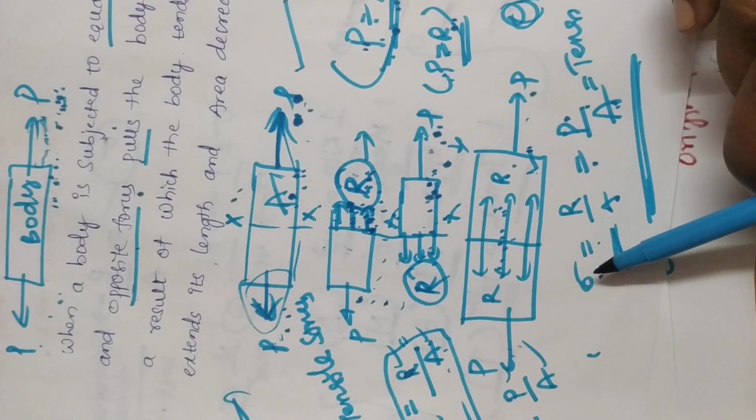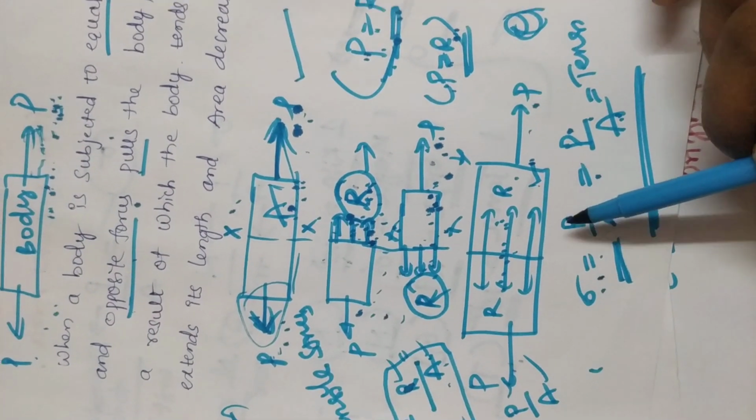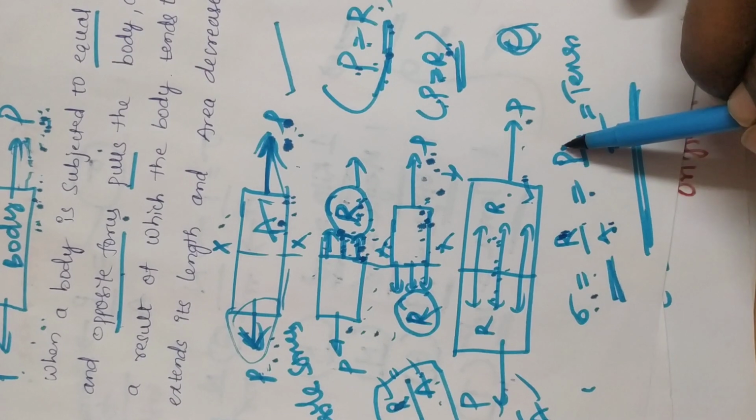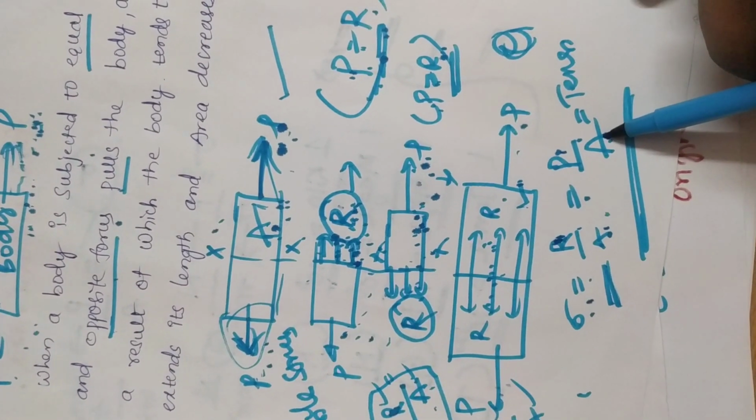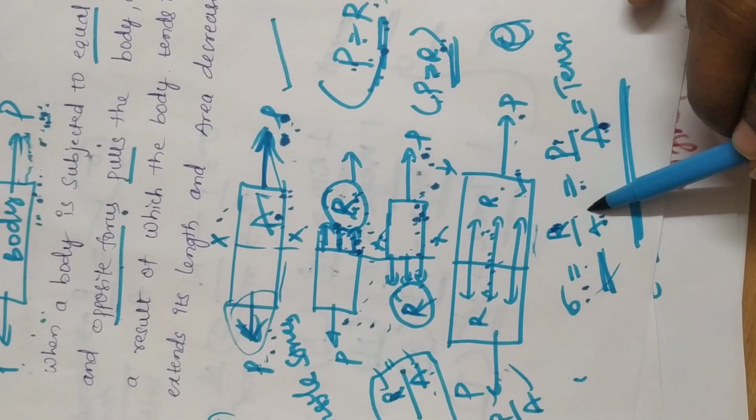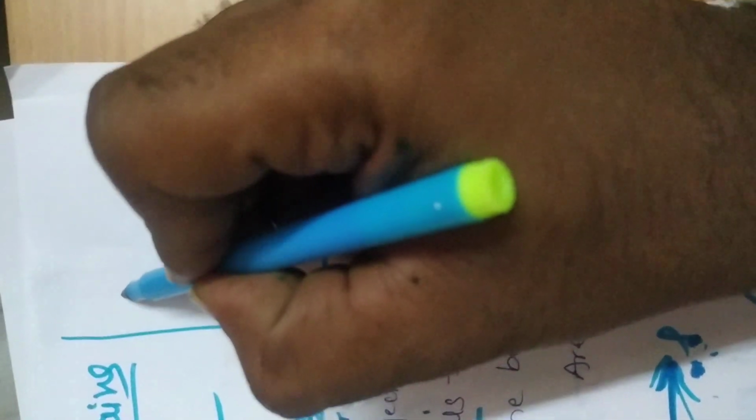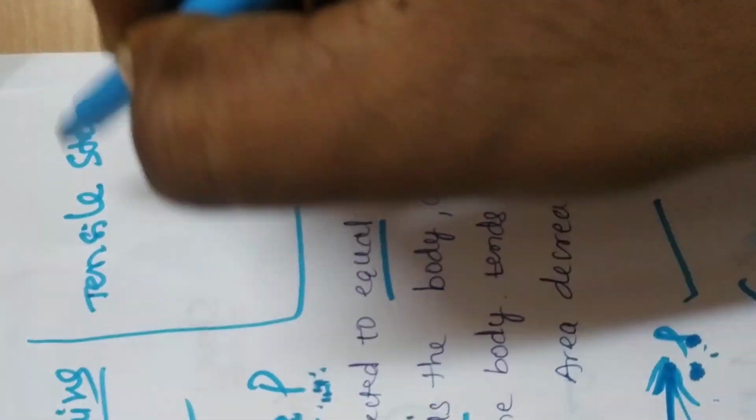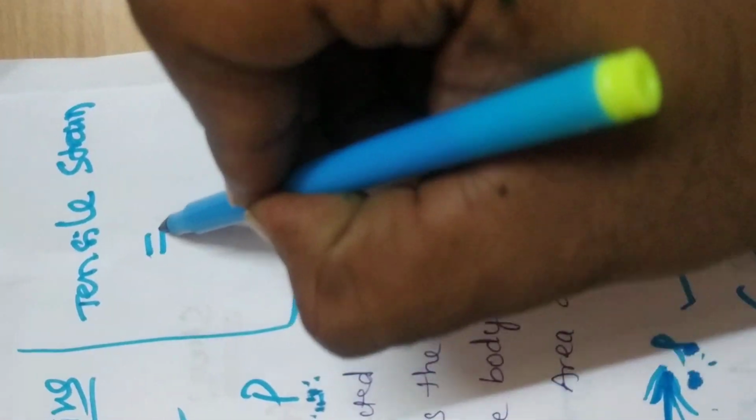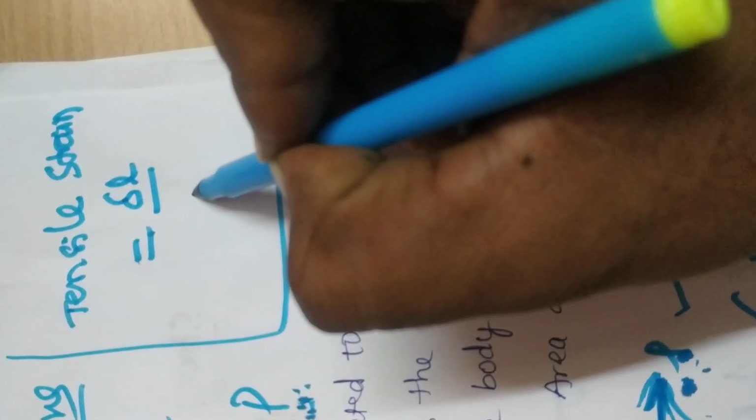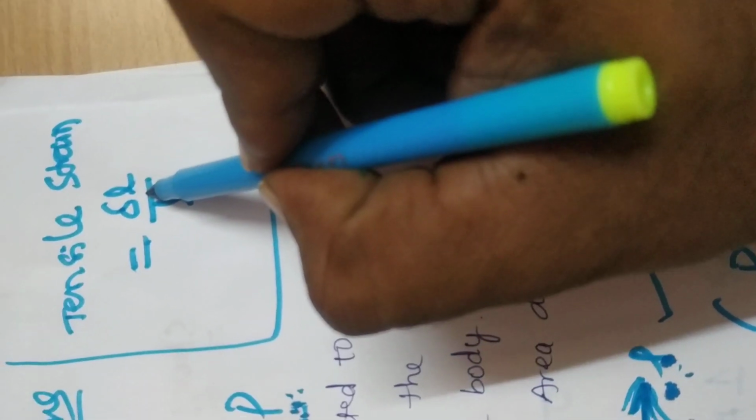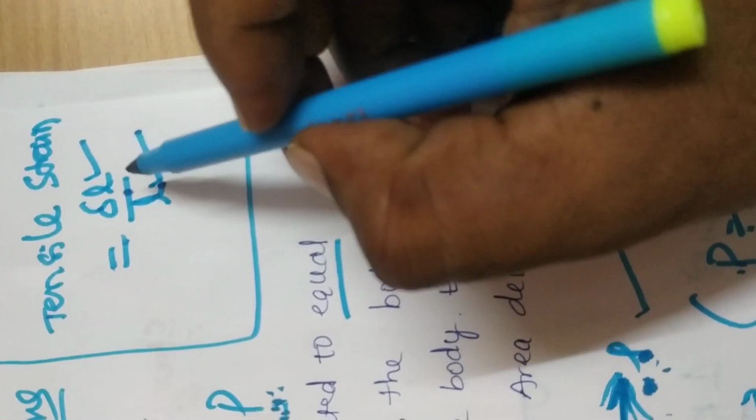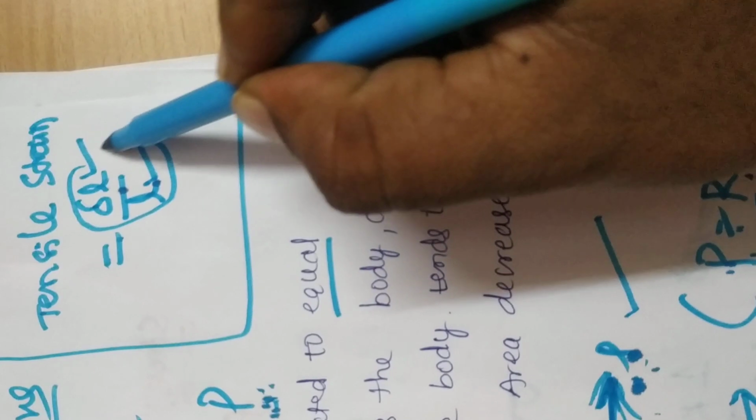The next one is tensile stress, which means the resisting force or resisting load divided by area. The resisting load equals P, and the area equals A. So this is the mathematical formula of tensile stress. Next, tensile strain. Tensile strain means delta L by L. Here delta L means change in length and L means original length. So this is the mathematical formula of tensile strain.